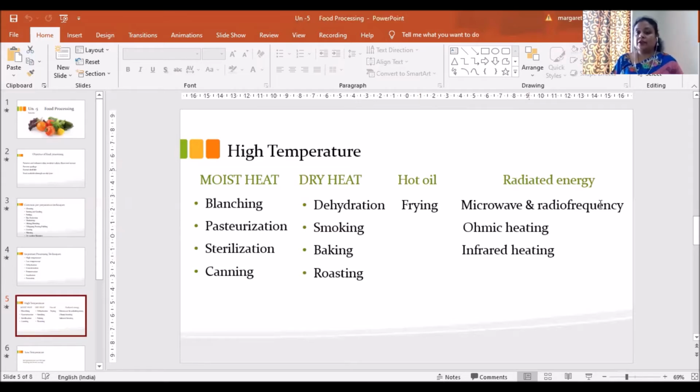Then radiant energy, where we are using microwave and radio frequency, ohmic heating and infrared heating. These are the latest techniques. But generally, earlier we never used the microwave because these infrared rays are harmful and will kill the nutrients, so it is better to avoid them and go by the slow process of cooking which we used to follow during your grandparents' time, which is a healthy and best way of cooking. This is a shortcut method, a recent technique to save time.